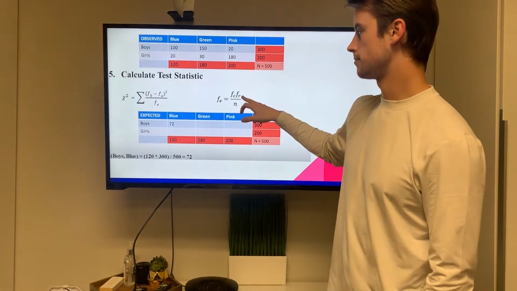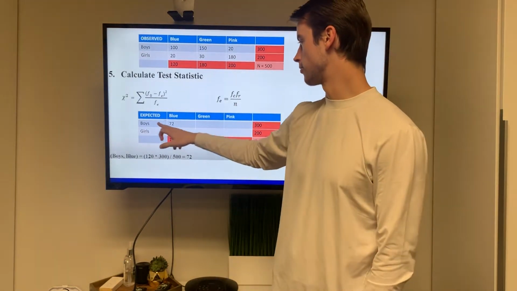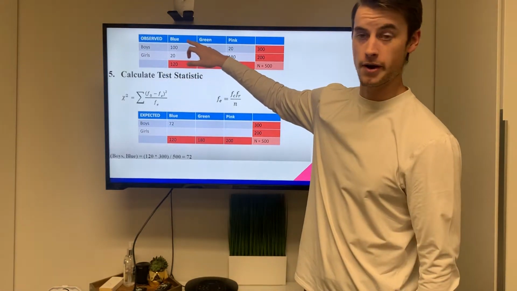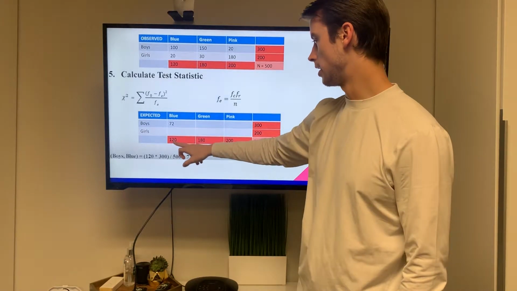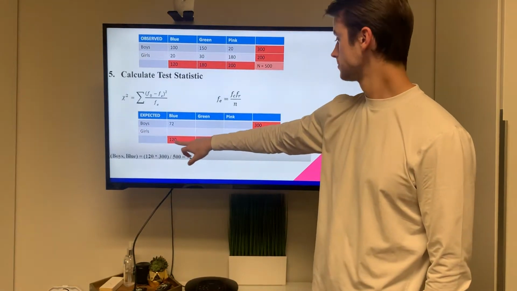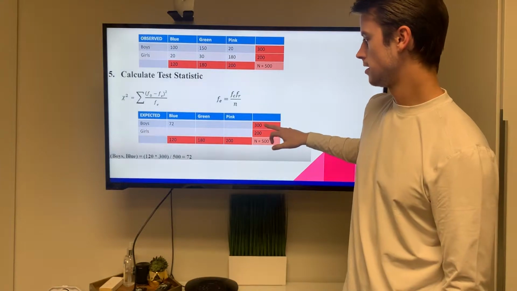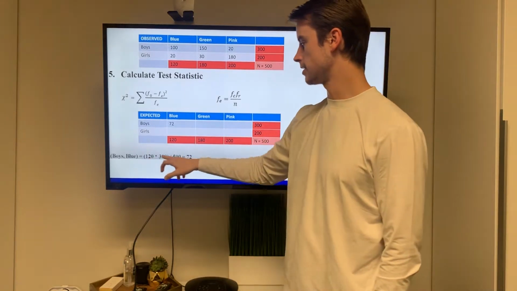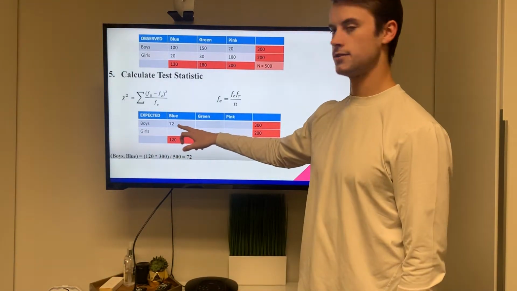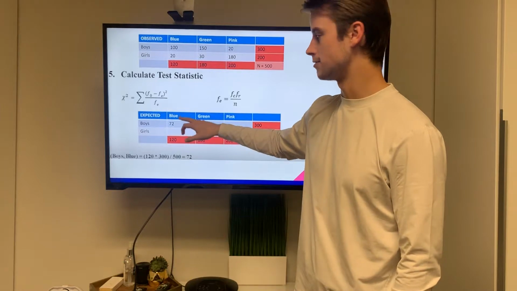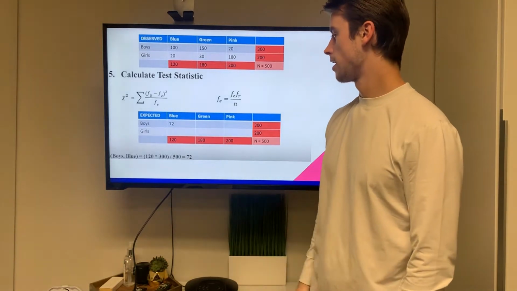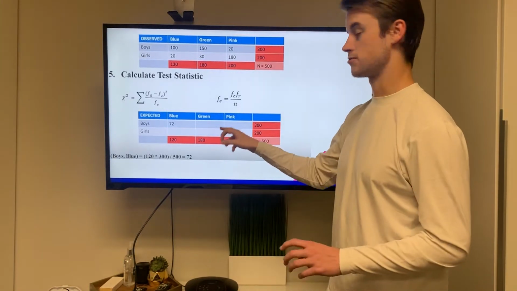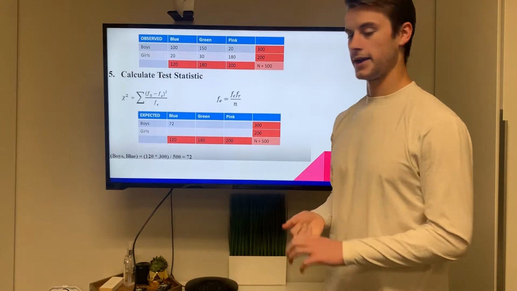So our expected value here is just the column total times the row total, right? So if I wanted to find the expected value for boys whose favorite color is blue, I would take the row total, 300, and the column total, 120, multiply them, and then divide by the total sample size, n. So 120 times 300 divided by 500 gives you your expected value for boys whose favorite color is blue, all right? That's literally all the expected value is. That's really easy, really simple. You can find this really quickly, guys.